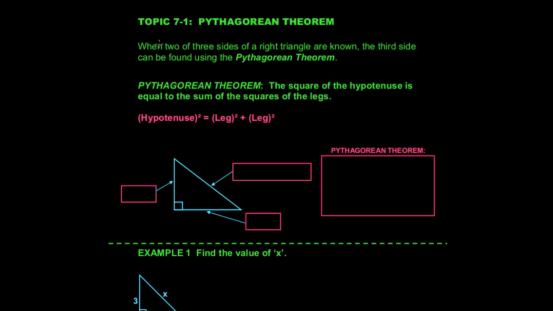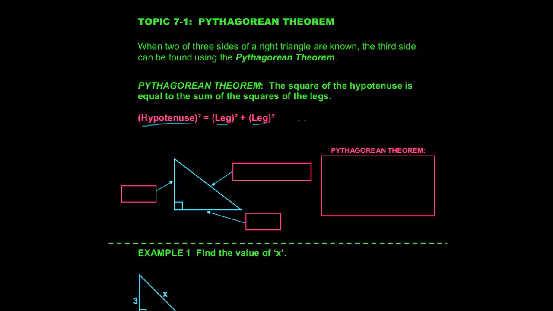At the top of the first page, we have our topic 7.1 Pythagorean Theorem. It tells us when two of three sides of a right triangle are known, the third side can be found using the Pythagorean Theorem. The Pythagorean Theorem states that the square of the hypotenuse is equal to the sum of the squares of the legs. So, with what that just said, here we go. We have the hypotenuse. Our hypotenuse squared equals a leg squared plus another leg squared.